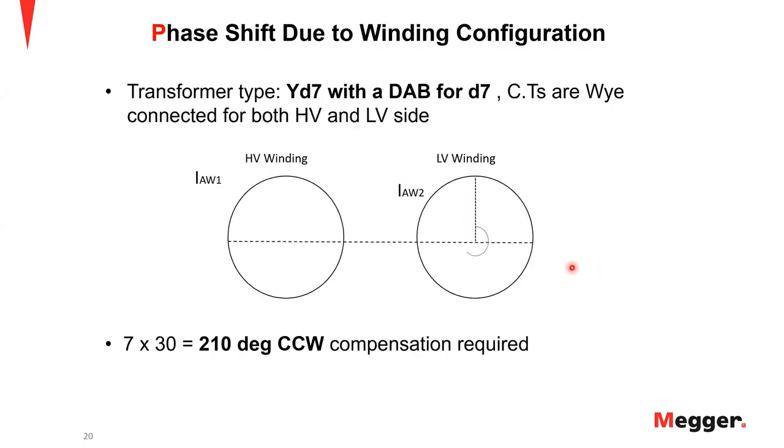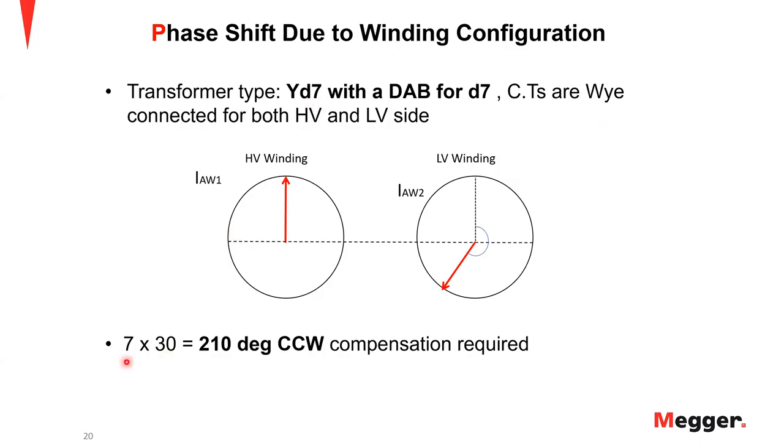So here, let us look when we need to perform an internal compensation. I have delta on the low side, Y on the high side, but look at the CT connections. They are Y connected on both high and low sides. So what happens is after the CTs, the currents coming from the CTs to the relay, this is how the winding 1 and 2 phase A currents look like. So if you see, this is a YD7.